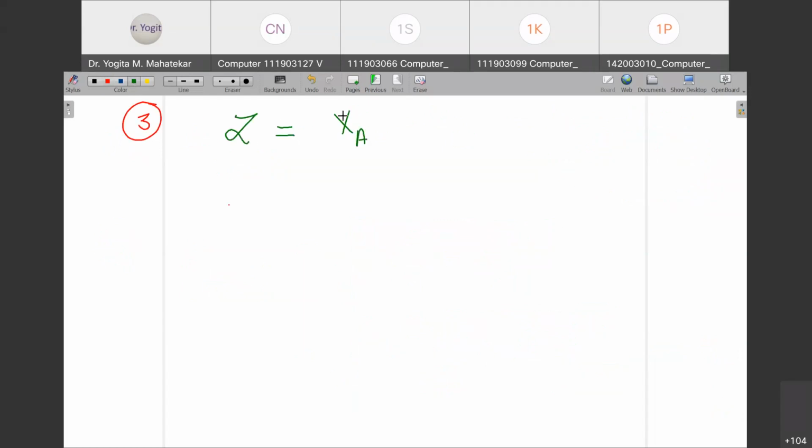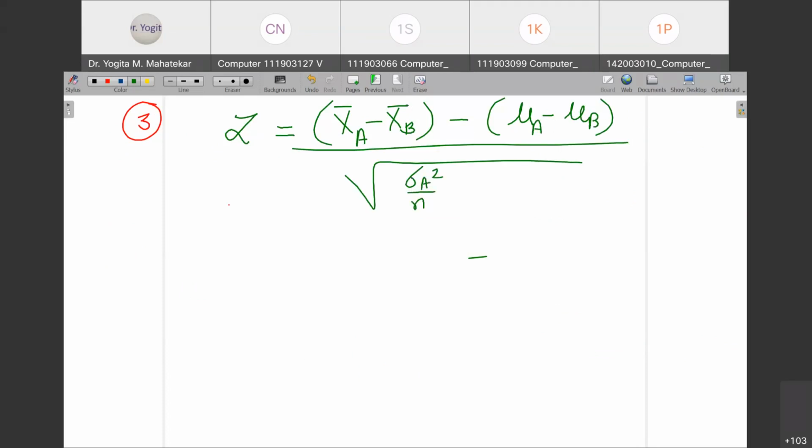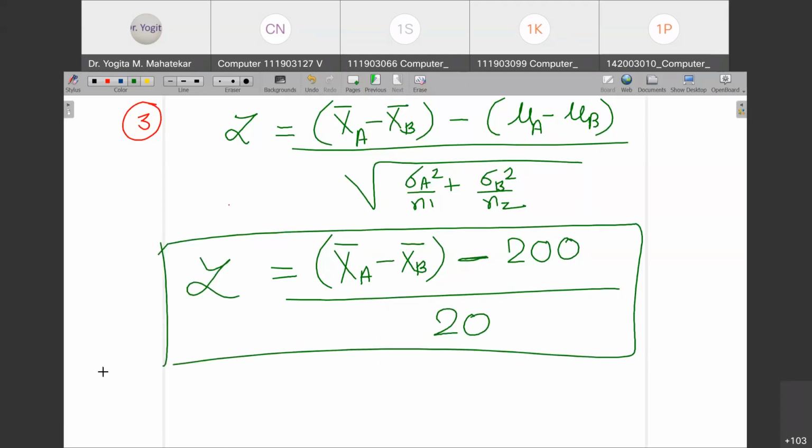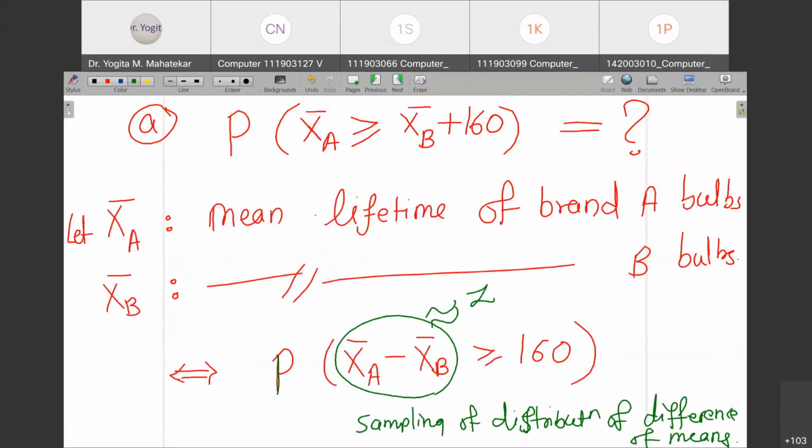So Z we know is XA bar minus XB bar, the difference of means, minus (mu A minus mu B), divided by the square root of sigma A square by N1 plus sigma B square by N2. Now I am just putting in the constant values. So the difference of means minus (mu A minus mu B), which came to 200, I am substituting over here, divided by the square root, which you told me is 20. So in the denominator just 20. So this is your normalized random variable Z of the difference of means. But what I have to find is the probability that XA bar minus XB bar is greater or equal to 160.